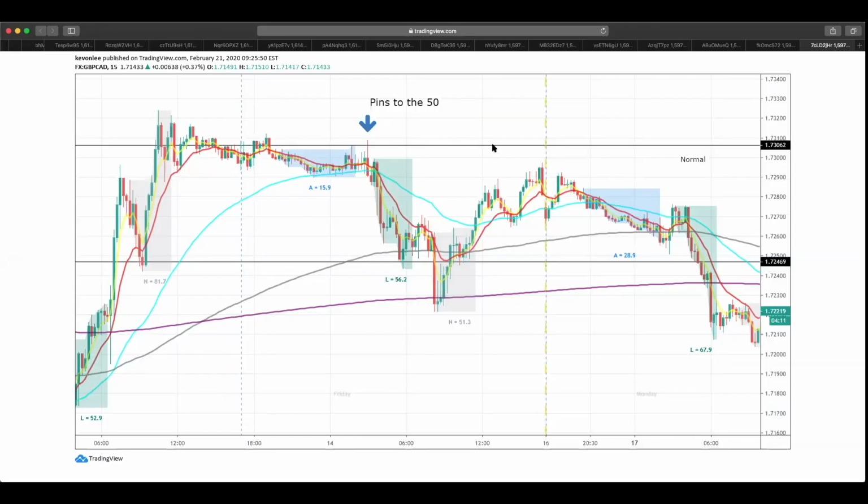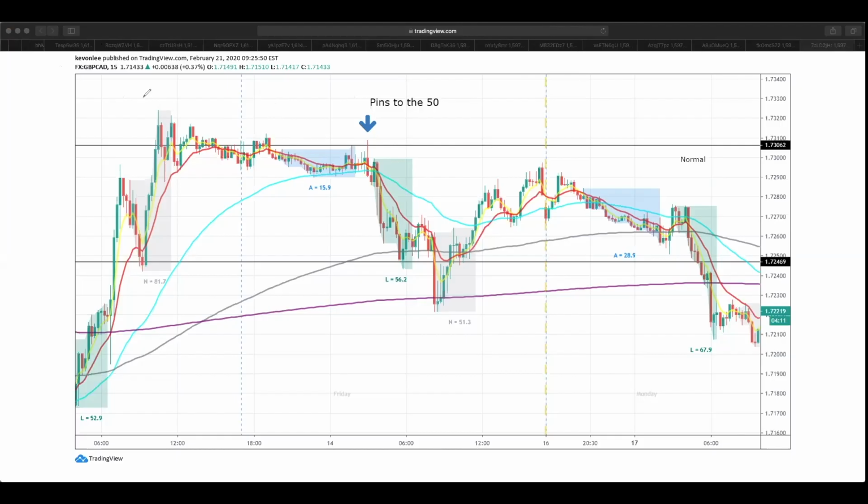All right, so let's take a look at some examples here, just to make sure that we are clear on whether or not it's pins to the 50, 200, or whatever the case may be. On this particular example here, would you guys consider this pins to the 50? No. Correct. So this is not pins to the 50.